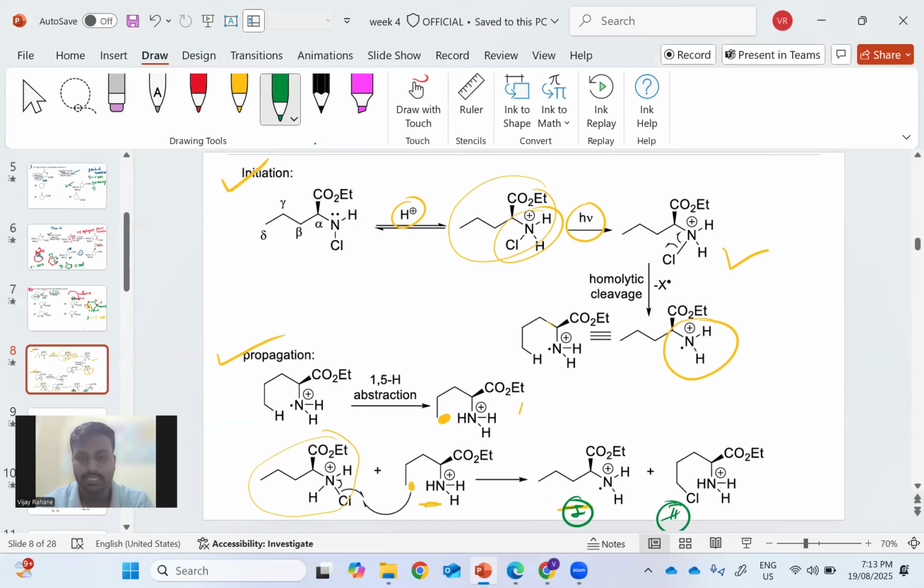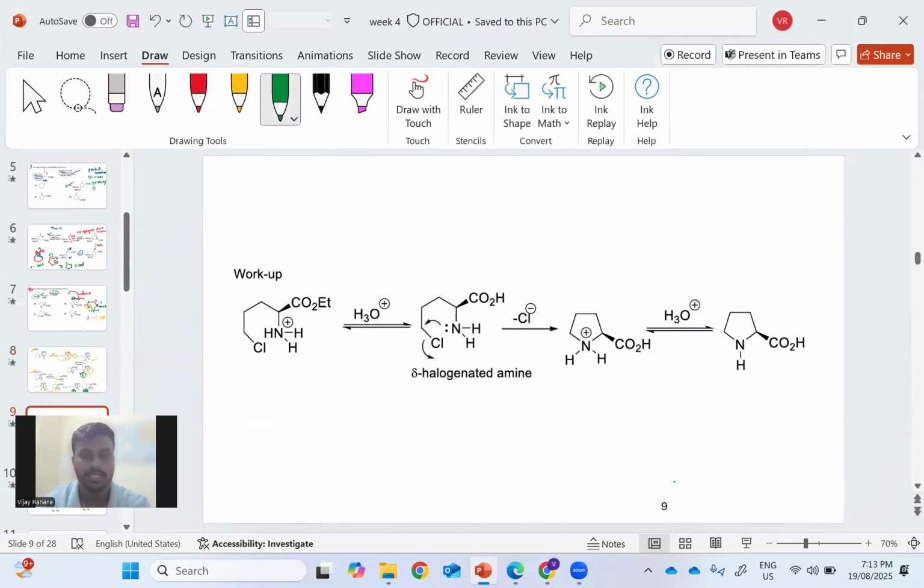So now the radical is on the nitrogen. So this radical on the nitrogen is the same species as shown earlier. This is intermediate one, and this is the other intermediate that is going to form, which has the chloro substituent at the 5 number carbon atom.